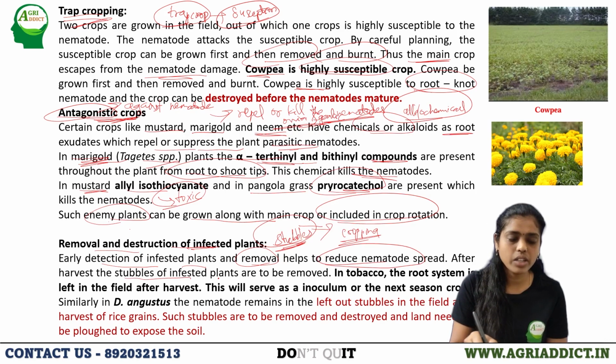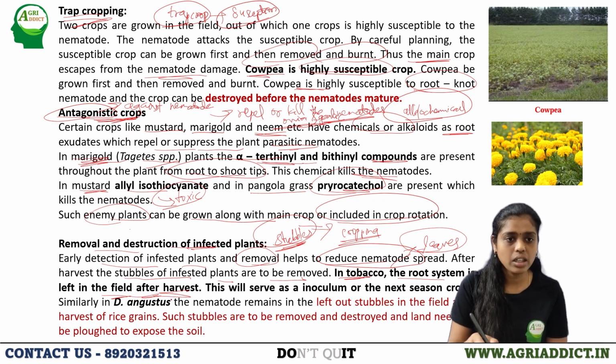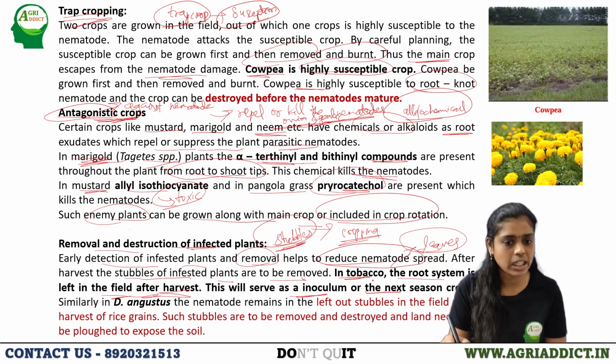After harvest, the stubble of the infected plants is to be removed, as I said initially. In tobacco, for example, the root system is entirely left in the field after harvest, because the economic part of tobacco is the leaves. So after harvest of the leaves, the root system is left in the field again without any removal or harvesting. So it serves as an inoculum for the next season's crop, and this inoculum may spread from one plant to another.